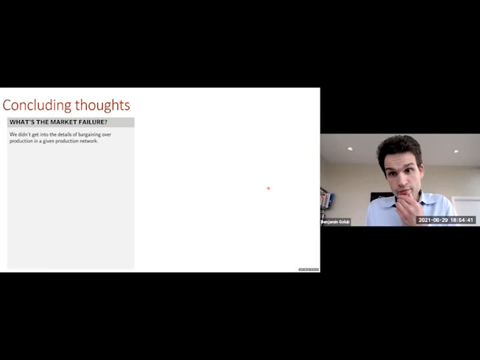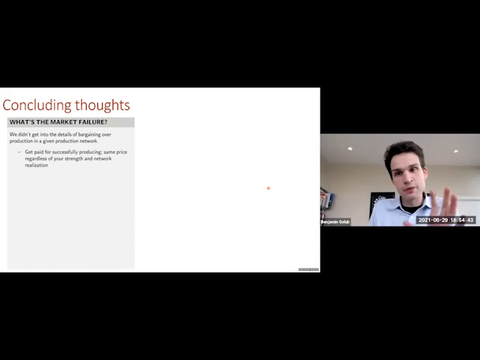So here, the model implicitly, I tried to sneak this by you too fast to even talk about it, but in here, you get paid for producing the same price regardless of the strength of links that you chose and regardless of the network realization. When we do the micro foundations, for technical reasons, we make all the profits come from selling to consumers.